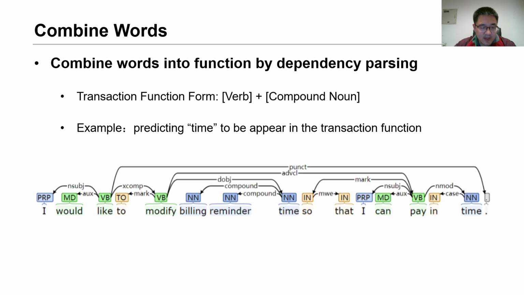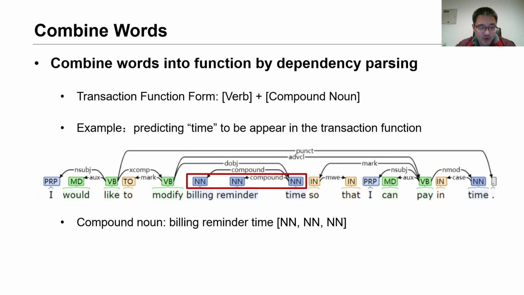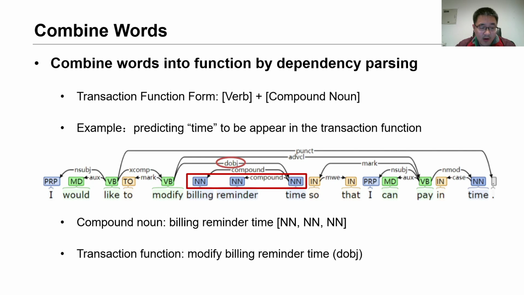And if a word, time, is predicted as true by the word predictor, we first retrieve the compound noun phrase, billing remainder time, according to the part-of-speech type. Then, according to the dependency, we find that billing remainder time is the direct object of the verb modify. Therefore, we find that modify billing remainder time is the target transaction function.